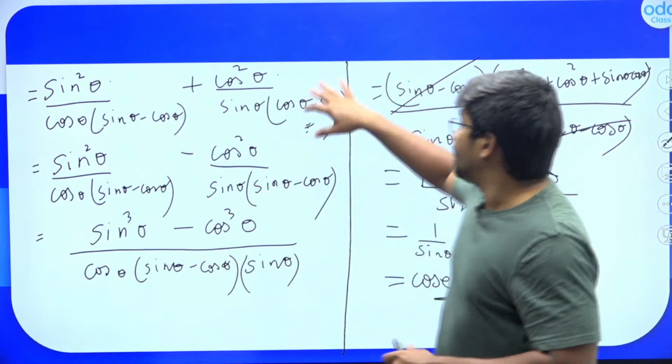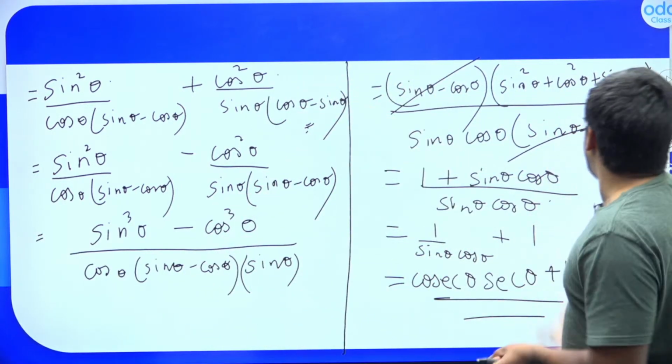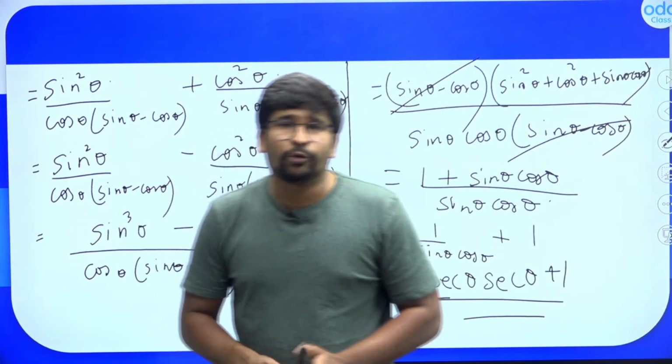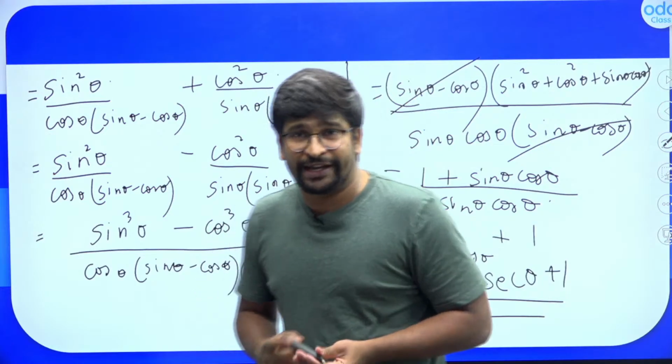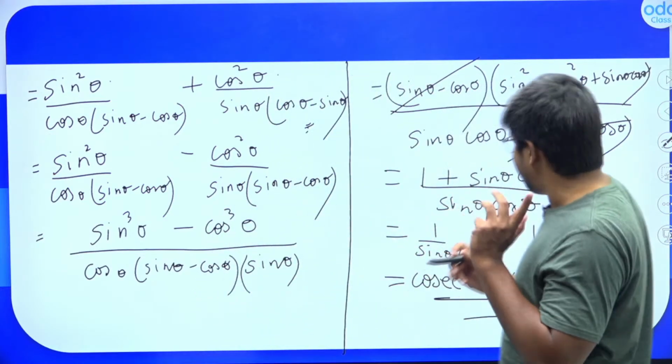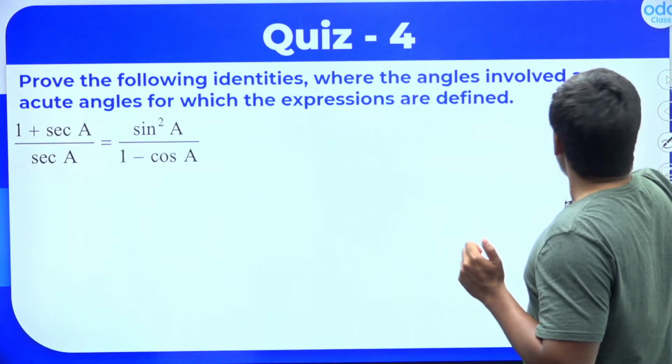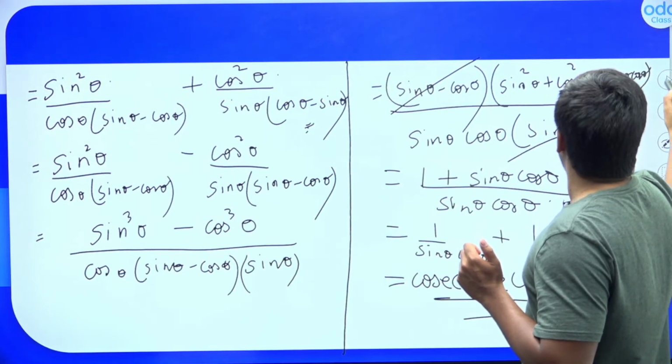Slightly difficult. 2-3 things you have applied. You have applied sin square theta plus cos square theta, then again a cube minus b cube. Work out the same question 2-3 times. These are most important questions from NCERT. Alright, so question number 3 done.